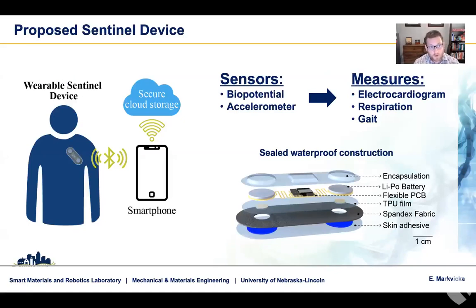So as part of this team, we're working on creating the wearable Sentinel device, where we're integrating 2 sensors into a wearable platform, biopotential and accelerometer. This allows us to measure then electrocardiogram, respiration, and gait. Dr. Jenna Jens will then talk about how we process these measures to understand these transitions from health to disease. With this platform, we're making advancements in terms of the fabrication to create a sealed, waterproof construction to enable deployment in a general population for a multiple month observational human study.